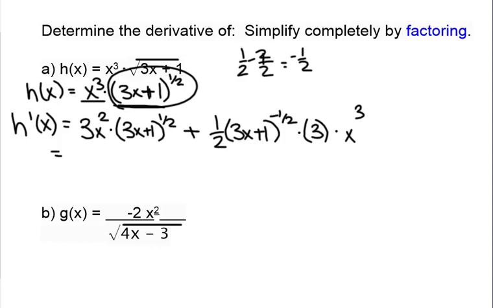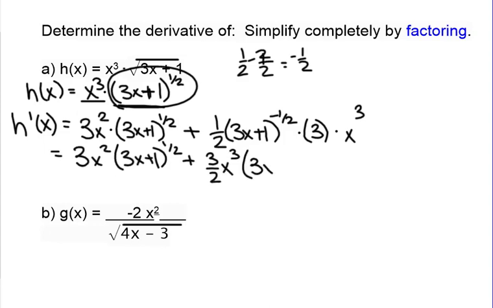The first thing I like to do is simplify both of my sides, so I don't have tons of different terms on the right hand side. Let's narrow it down. So 3x squared times (3x plus 1) to the 1/2, plus 3 over 2 x cubed times (3x plus 1) to the negative 1/2. Now notice I've got 3x plus 1 in both of my terms. I'm going to take out my common factors.